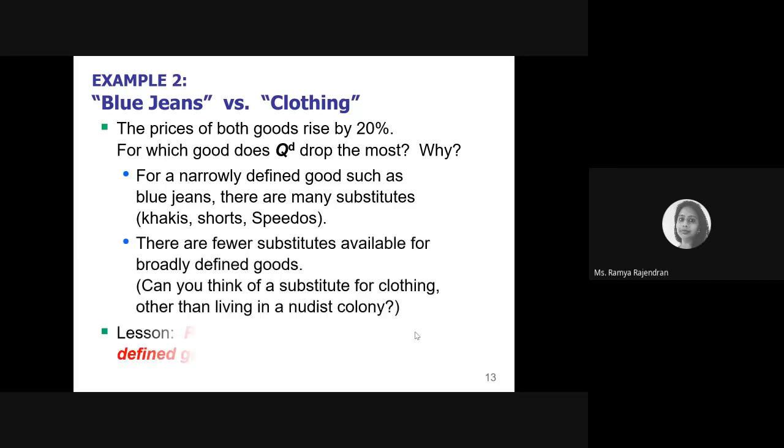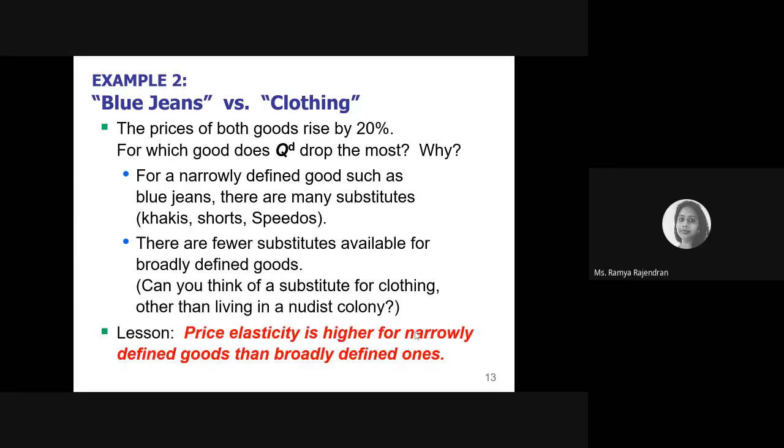So the lesson here is that price elasticity is higher for narrowly defined goods than for broadly defined ones. It's about how you define things. Blue jeans is part of clothing, right? Yes.